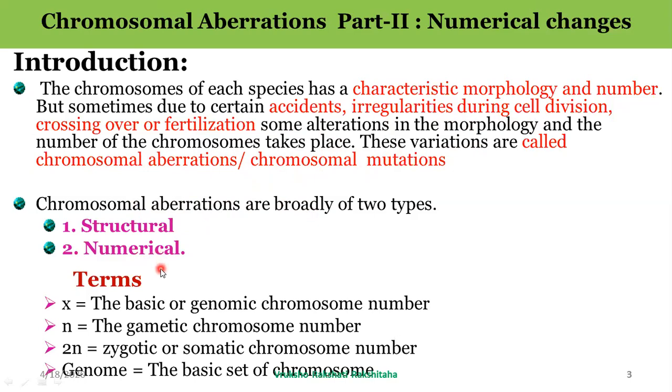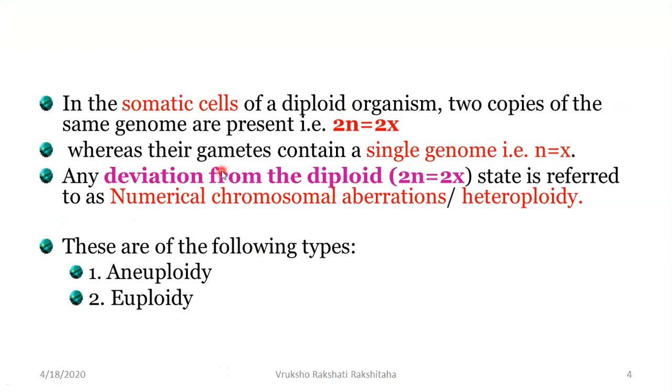So, let us look into the various terms. The small x refers to the basic chromosome number, also called genomic chromosome number. Small n refers to the gametic chromosome number. 2n refers to zygotic chromosome number or somatic chromosome number. Genome means the basic set of chromosomes. Now, in the somatic cells of a diploid organism, two copies of the same genome are present. That is, 2n is equal to 2x, whereas the gametes always contain a single genome. That is, n is equal to x.